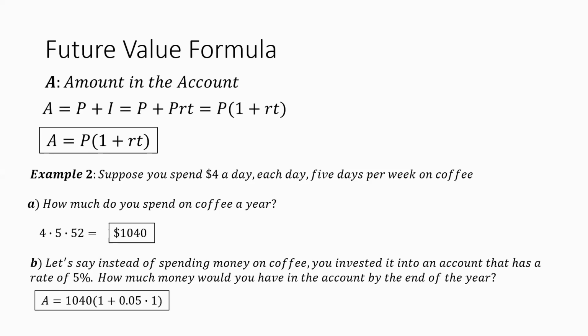So I'm going to use my future value formula. I originally would have spent $1,040. Let's assume that I could have just saved that up for the year and then put it in a bank account. So that's my principal. My rate is 5%, so 0.05. And in this case, I invested for an entire year, so that's 1.